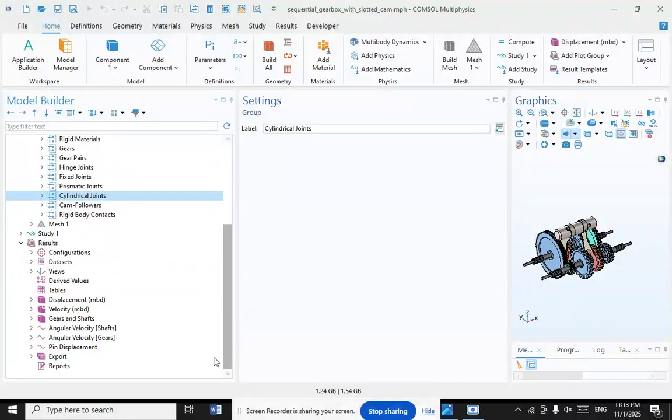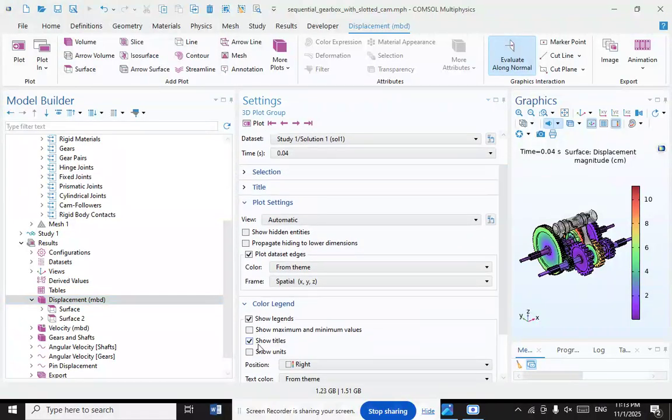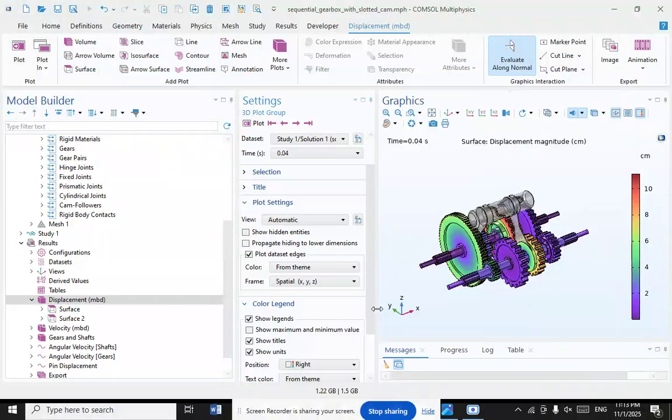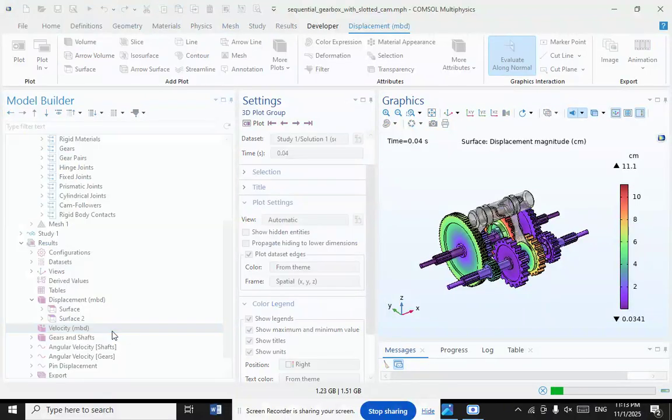And then in the results section, you can see the displacement, and I'll show the unit here. It's based on centimeters, and here you can see the maximum is about 11.1 centimeters, the rate point, and the velocity of this gearbox.